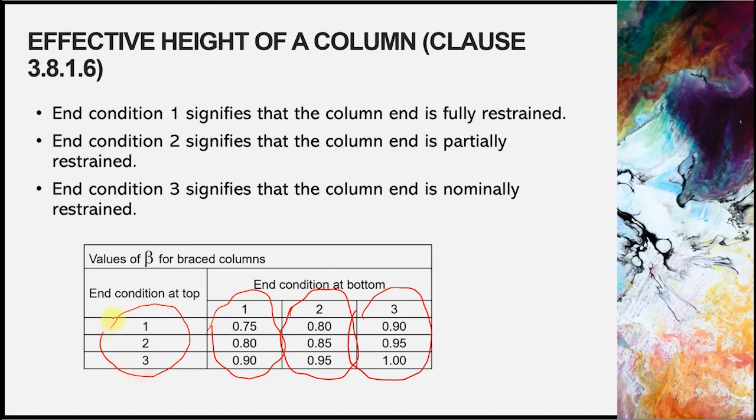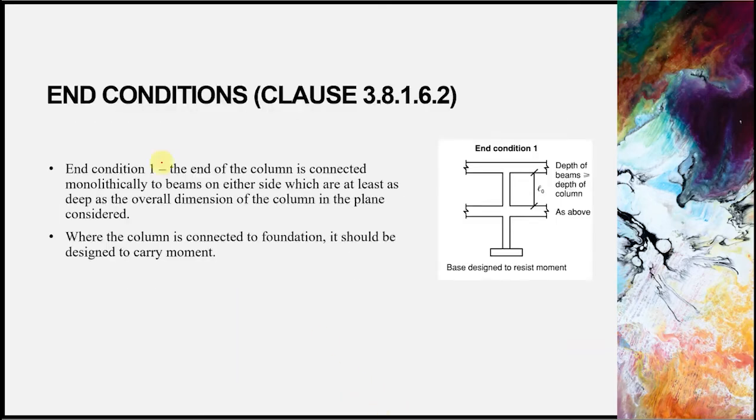For this one end condition at top, macam mana dia connect mungkin pada the beam and ada column lagi ke atas, how dia akan connect on that. So end condition number 1, the end of the column is connected monolithically to beams on either side which are at least as deep as overall dimension of column in the plane considered.